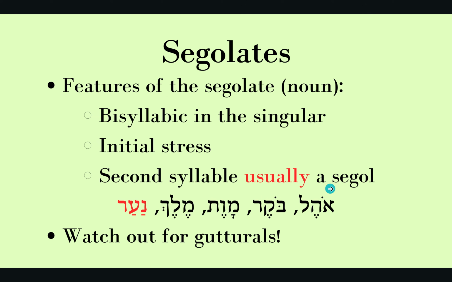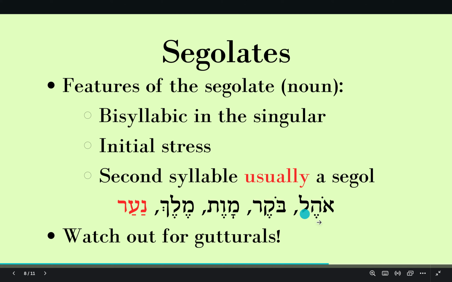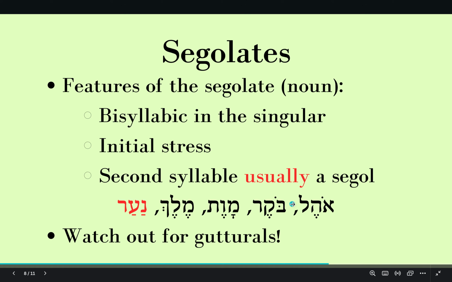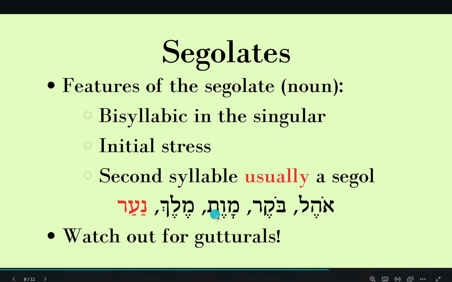The second syllable of your segolet noun is usually going to be a segol, which is how we've identified them in the past and why I use initial stress on the vowel name segol to give you that hint, right? The second vowel, though, is going to be the segol vowel, and that's the one that is going to be unstressed. Ohel, not ohel, but ohel, initial stress. Boker, morning. Mavet, death. Melech, king.